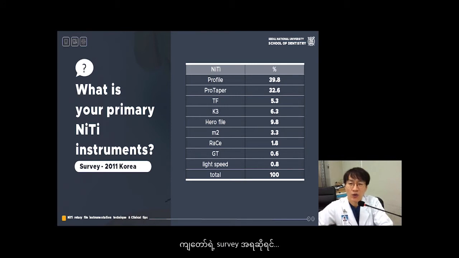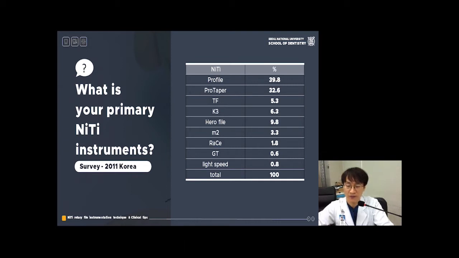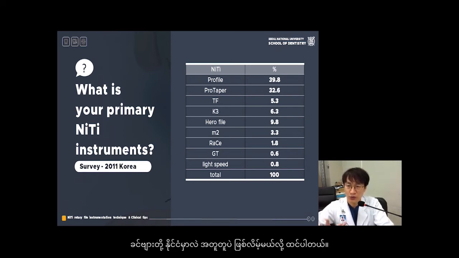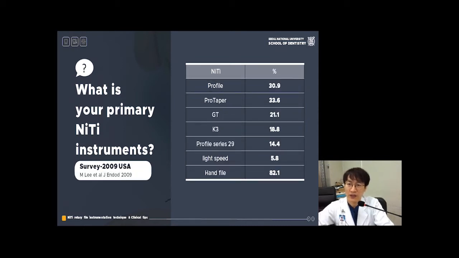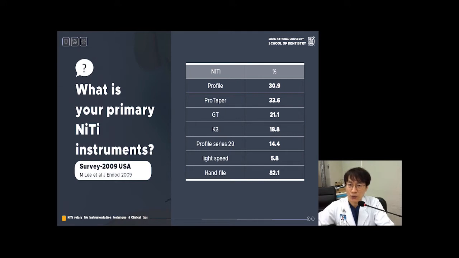According to the survey, I figured it out. It was also 10 years ago, but they usually primarily use ProFile and ProTaper files, which is similar to me or other doctors in our country or in your country, I think. And also they use the TF file that you use, or the K3 file. It is similar to the survey in the Journal of Endodontics in 2009 in the United States, where they answered that they use ProFile and ProTaper most of the time.